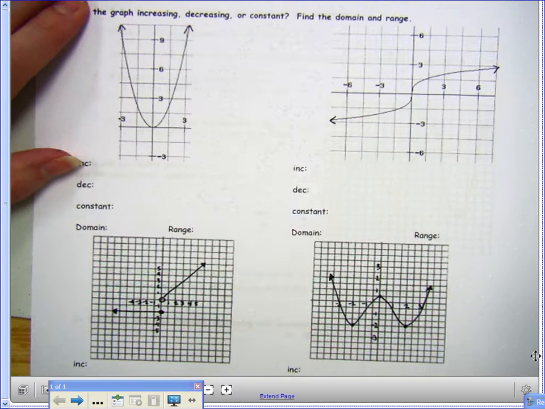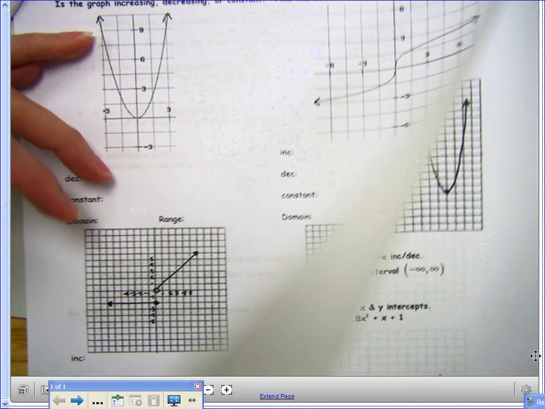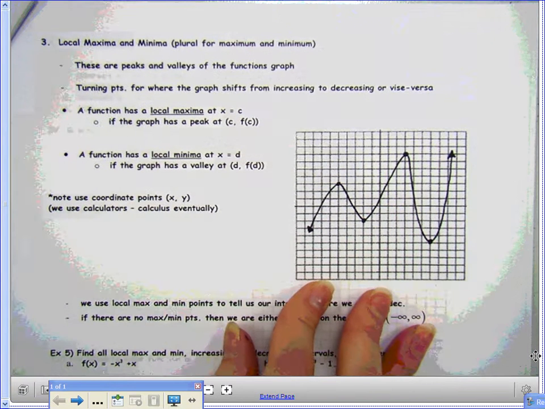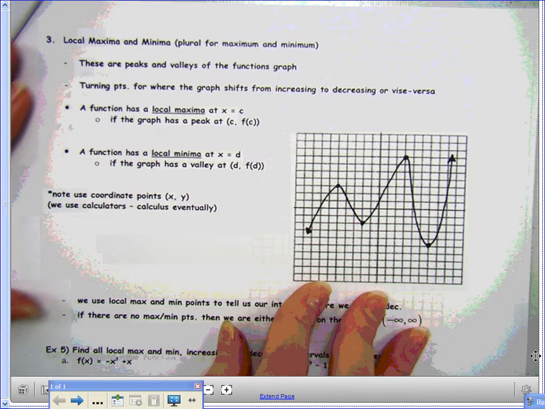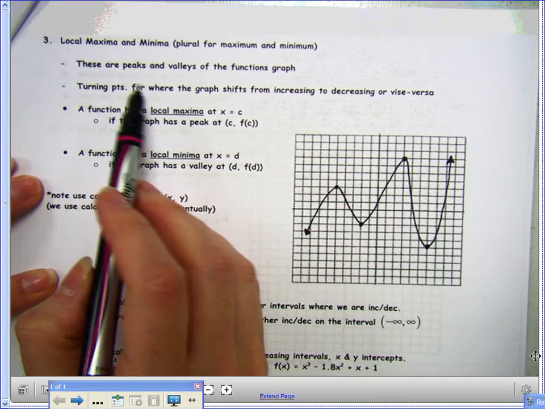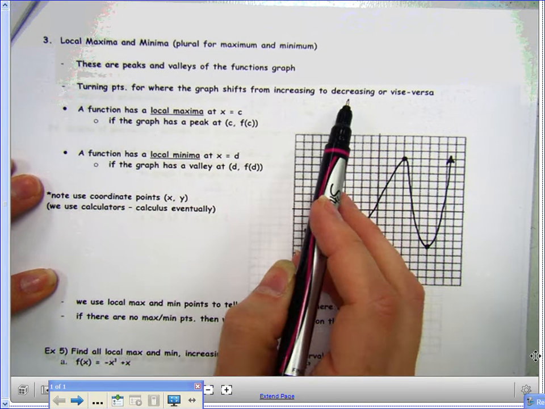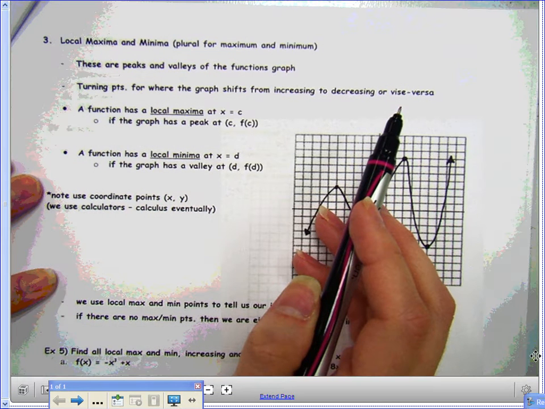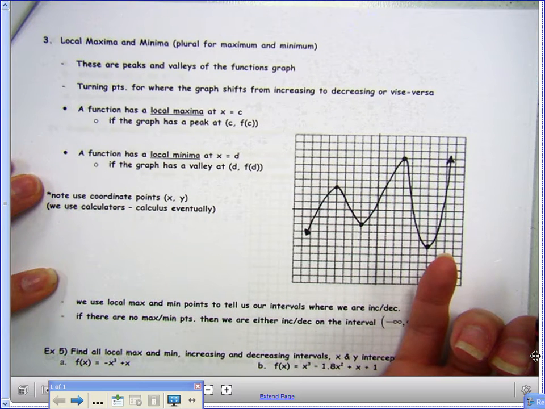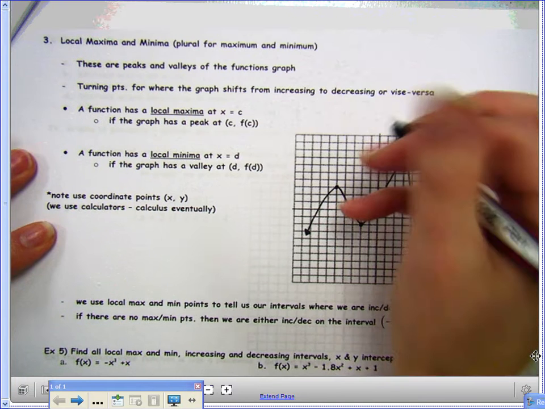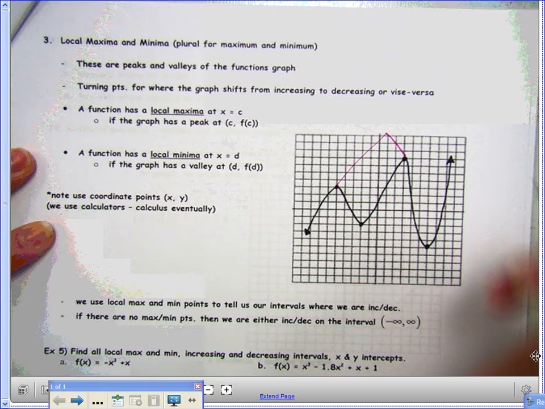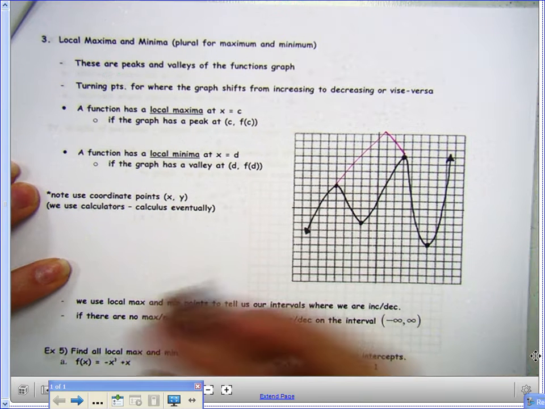Before I have you guys do some of these problems on your own, I want to talk about maximum or minimum points. So local maxima and minima. We know that the peaks and valleys of your graph are what we call our maximum and minimum points. So the turning point is where the graph shifts from increasing to decreasing. These are very important points to find when you want to find your intervals for increasing, decreasing, and constant, because that's where we're going to stop. So here and here, I know that these 2 points are the what of the graph? Maximum.